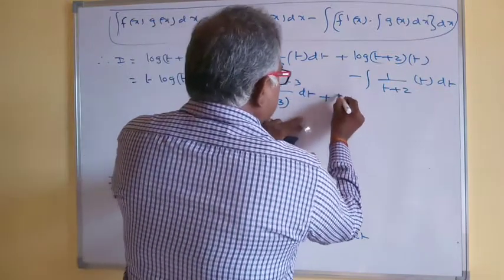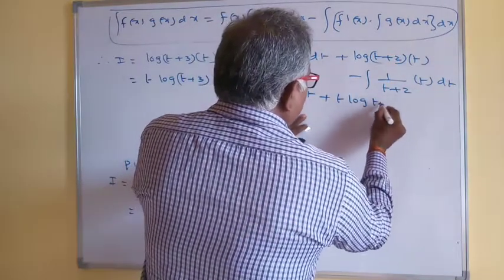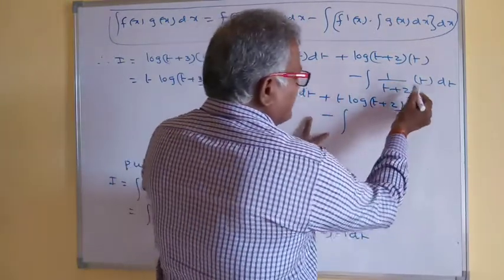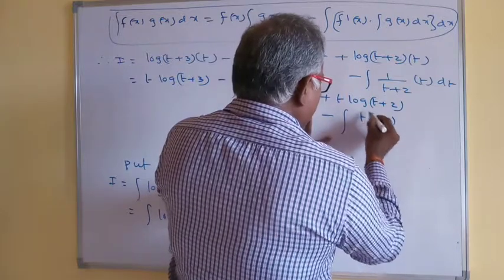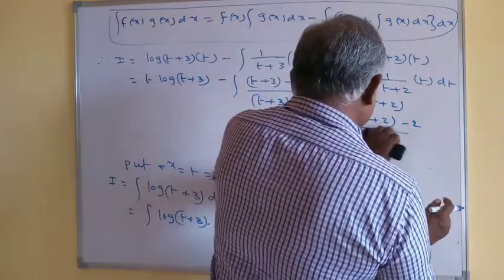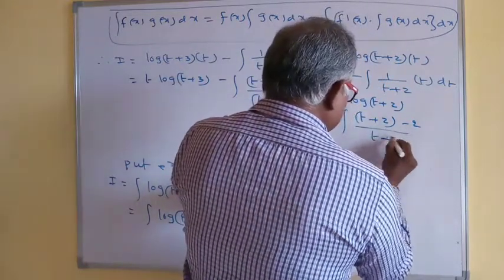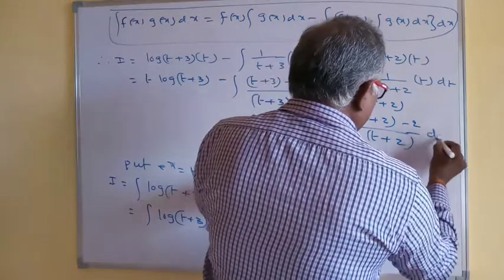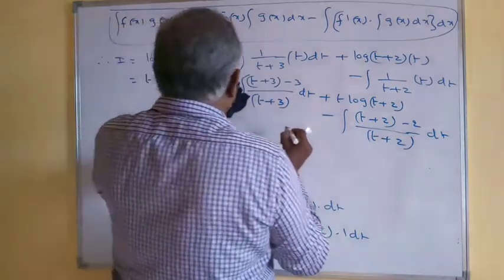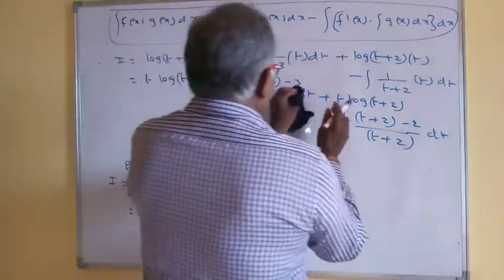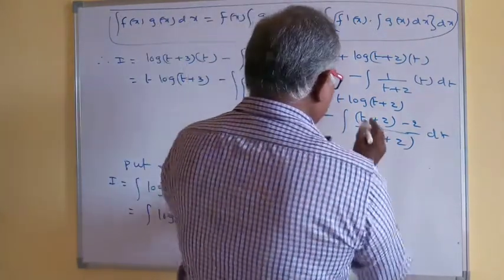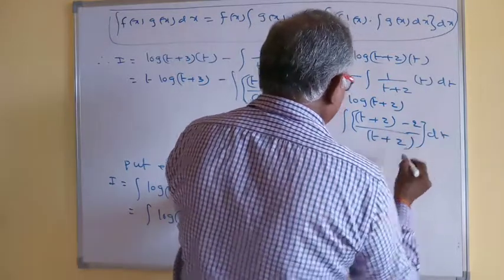In the same way, I think you have an idea. Here t plus 2 is there. What you have to do? Simply plus 2 minus 2. That's all. You have to write plus 2 minus 2. Here also put in bracket. Always put in bracket, total dt. Here also same, put in bracket.